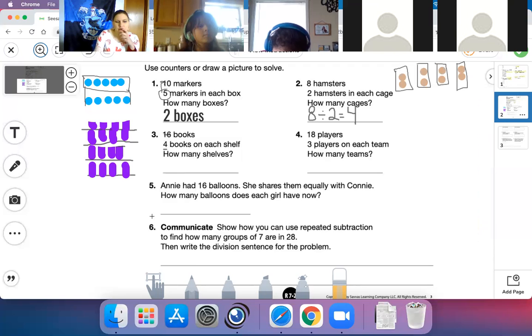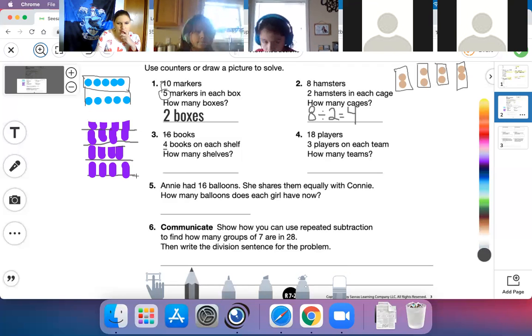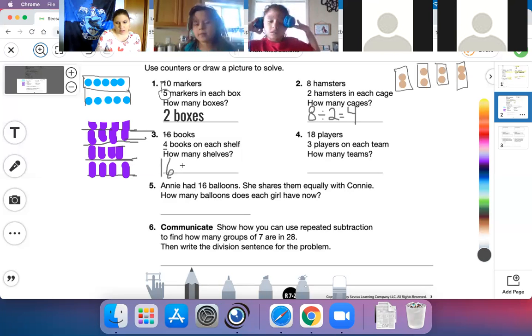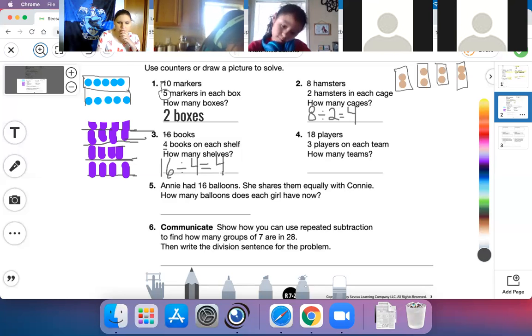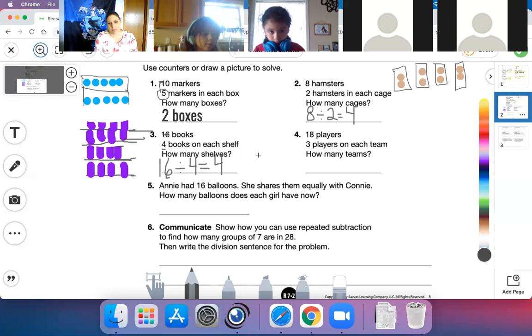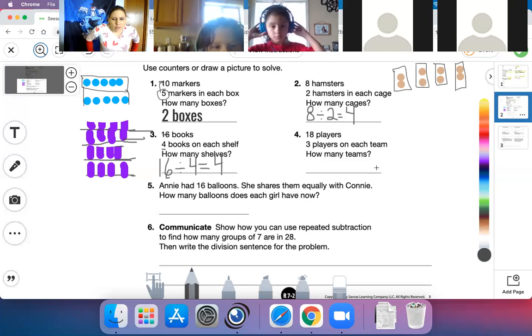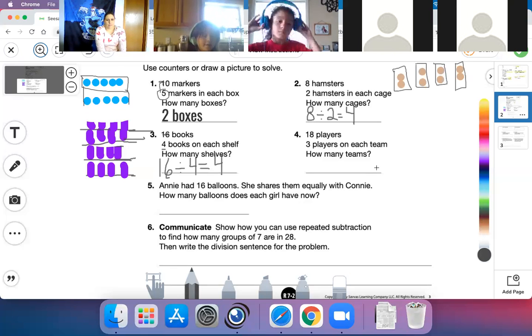How many shelves did I have to build? 4. 1, 2, 3, 4 shelves, because 16 books divided with 4 on each shelf, we will need 4 shelves. Miss Mary, yes. I already knew this answer is 16 divided by 4.